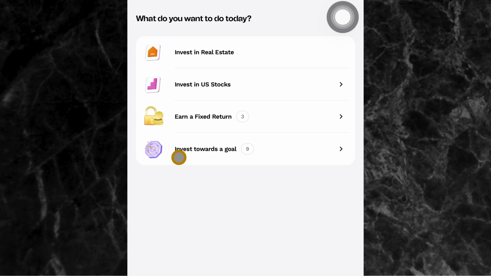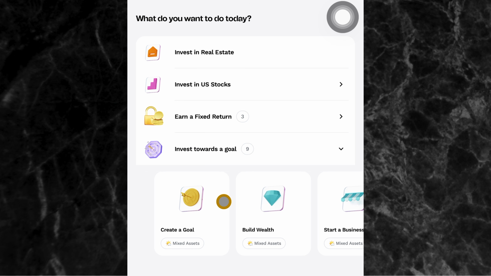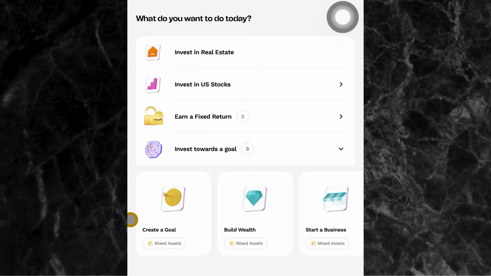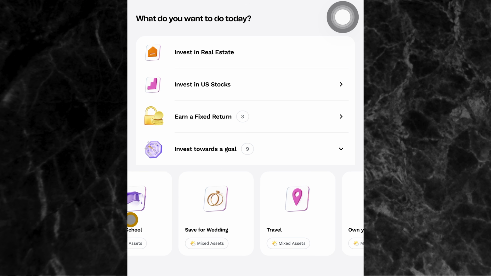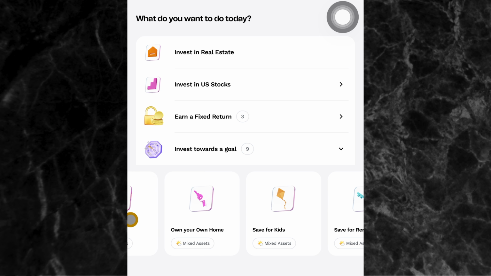And then the next one is where you invest towards a goal. If you click on this one, this is where you can invest towards different goals on the app. So let's, for example, you want to invest towards a particular goal. You can see different goals right here. Just click on whichever one you want. So let's, for example, you want to invest towards owning your own home. This is it right here. You can see own your own home.